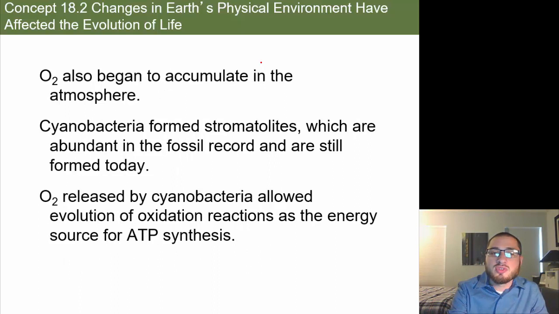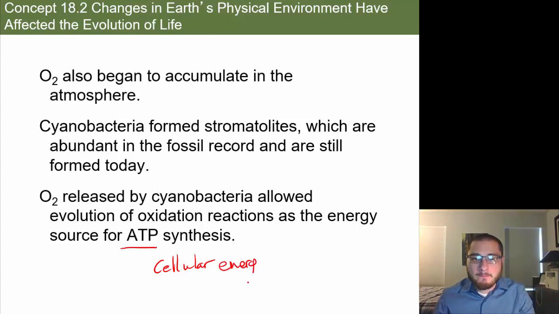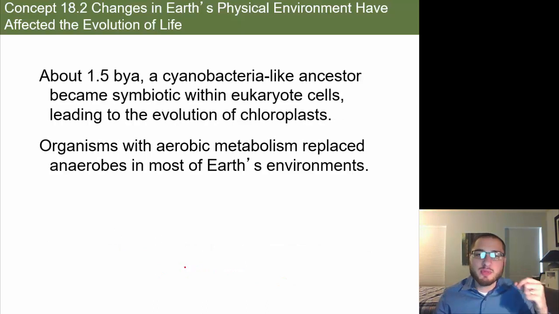Oxygen also began to accumulate in the atmosphere. You have cyanobacteria, which formed stromatolites, which are abundant in fossil records and are still formed today. Oxygen released by these cyanobacteria allowed evolution of oxidation reactions, the chemical processes that served as the energy source for ATP synthesis, or cellular energy. About 1.5 billion years ago, a cyanobacteria-like ancestor became symbiotic within eukaryotic cells, leading to evolution of chloroplasts. These symbiotic organisms made their way into cells and became chloroplasts, which allowed for photosynthesis within these eukaryotic cells, which ultimately led to plants.